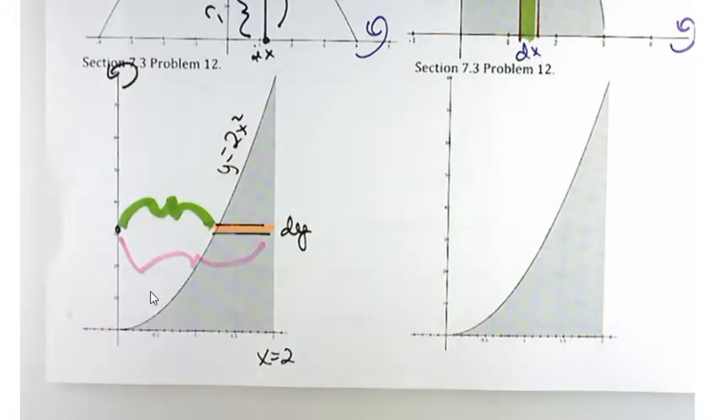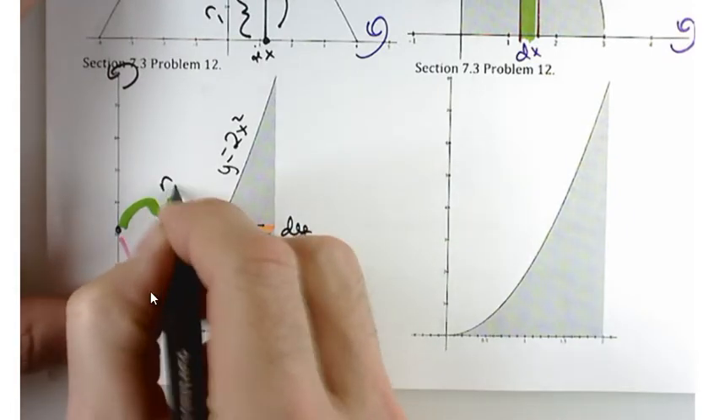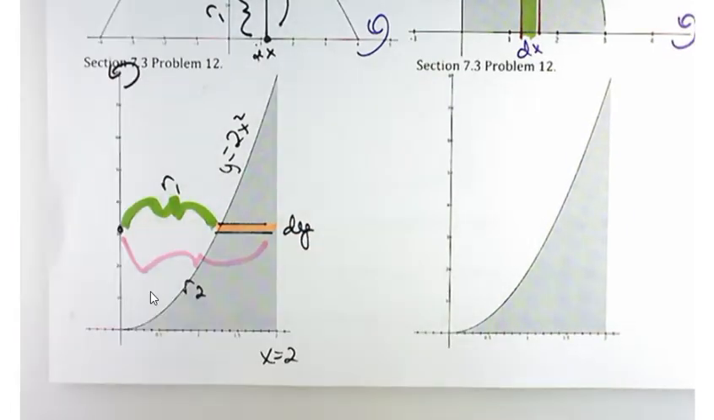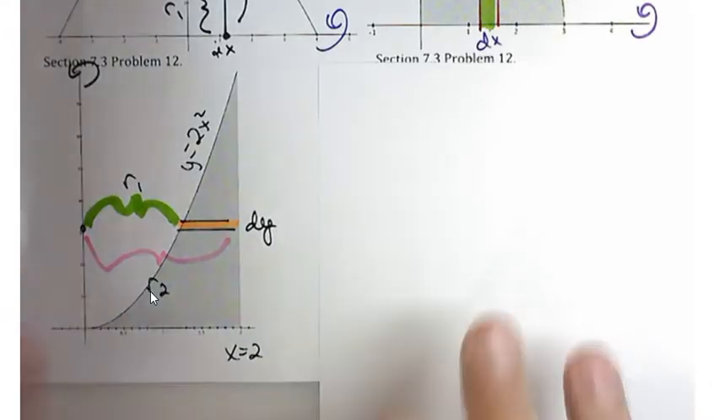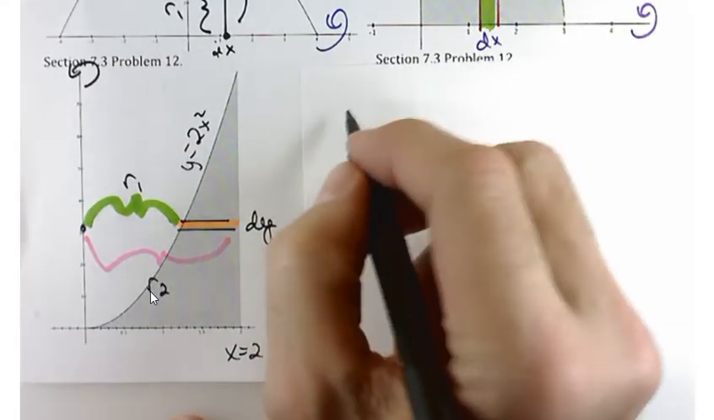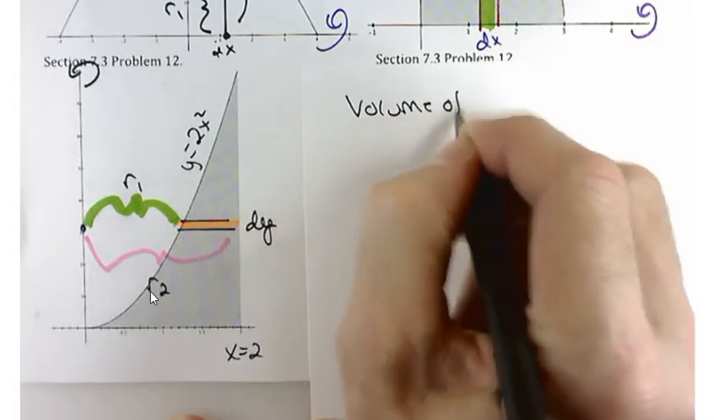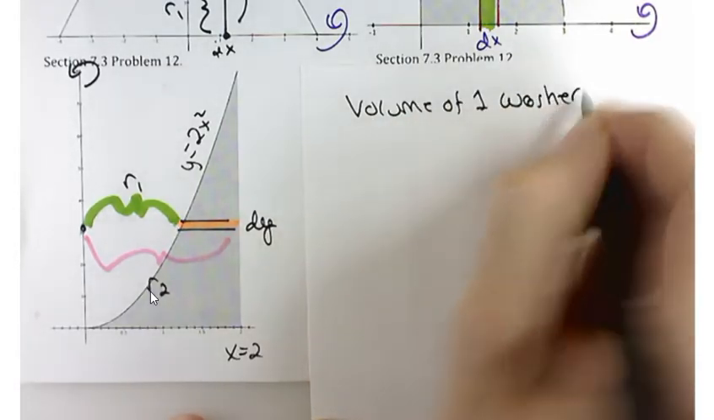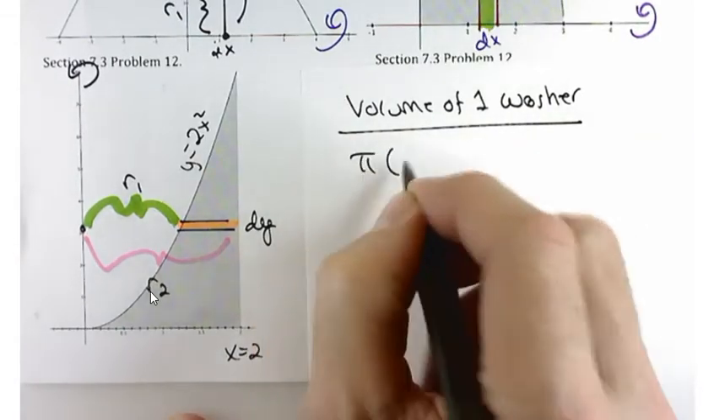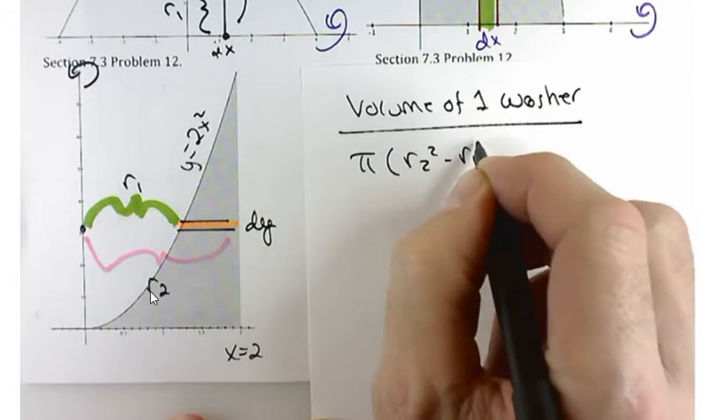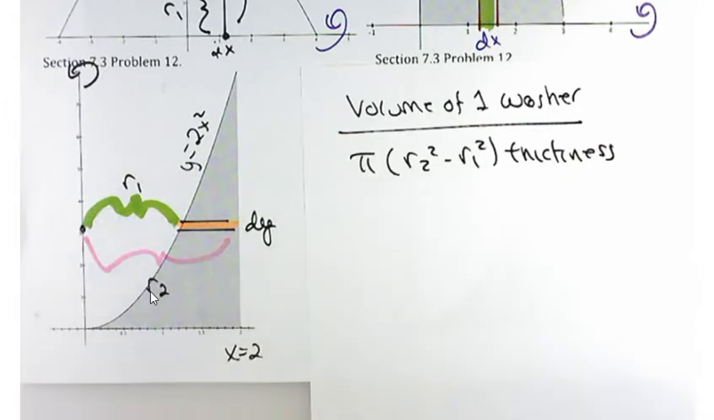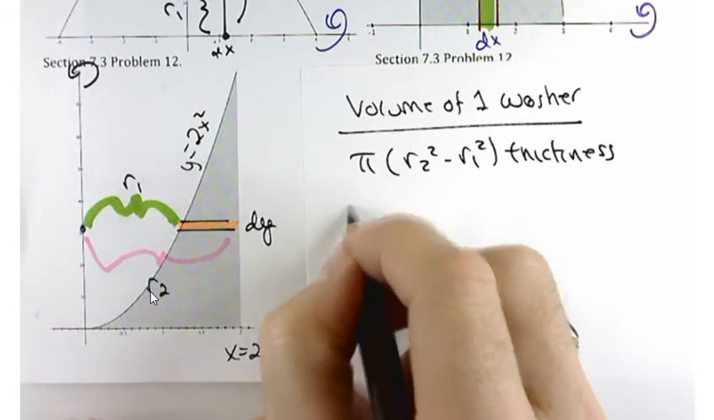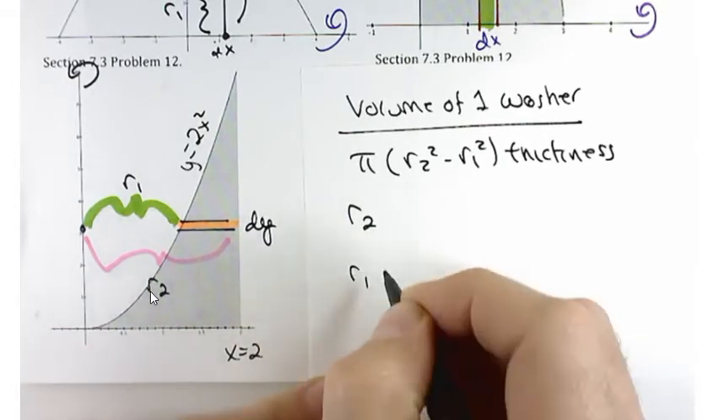So my outer radius is going to be called R2. The inner radius is going to be called R1. And I'm going to try and find the volume of one washer. Now that volume overall is going to be pi times R2 squared minus R1 squared times the thickness. The thickness in this case is going to be dy. So the real work of this is going to be to try and find expressions for R2 and R1.